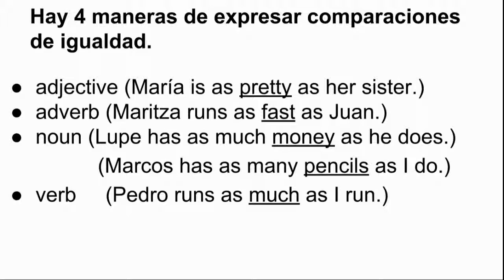Maria is as pretty as her sister. Pretty is the adjective. Maritza runs as fast as Juan. Fast is the adverb. It talks about how the person runs. For the noun, we have two manners to express it in English. Lupe has as much money as he does, and Marcos has as many pencils as I do. And then for the verb, Pedro runs as fast as I run. Okay, so notice in English we use the structure as and then something as.